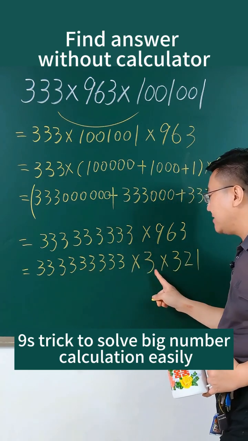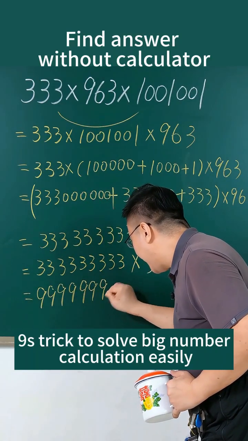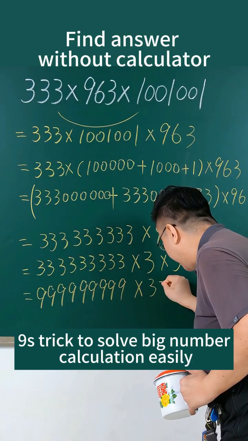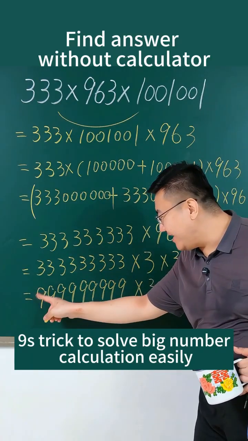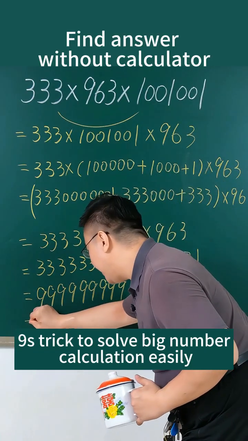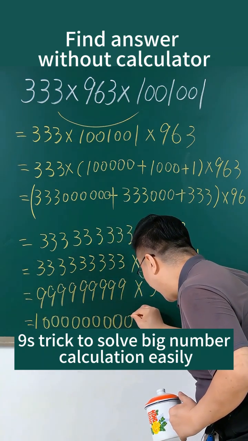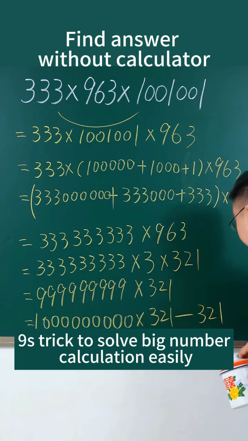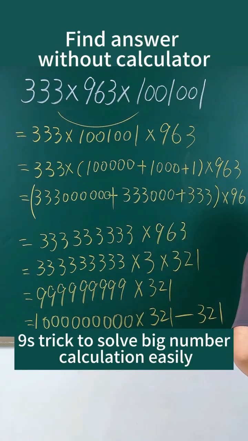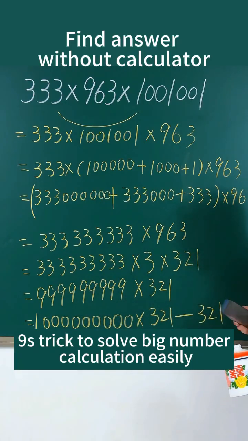Now, what happens when we multiply the front part? Doesn't every 3 become a 9? Each 3 multiplied by 3 becomes 9. Then we multiply by 321 at the end. So, what do we do with these 9 9s? If you add 1, doesn't it become a 1 followed by 9 zeros? So, it's equal to 1 followed by 9 zeros, then multiplied by 321, and then you have to subtract 321. Some students might ask, why do we need to subtract 321 here? Because originally, you had this many 321s, but you added 1 extra at the front, so you need to subtract 1 at the end. Now, I'll write the answer to this calculation in these 2 lines.